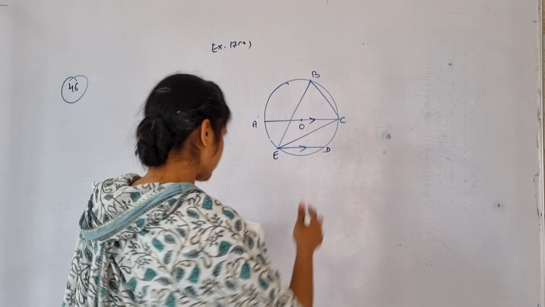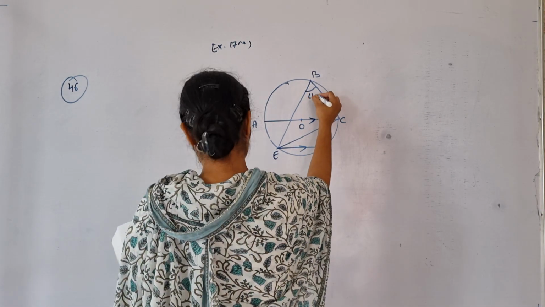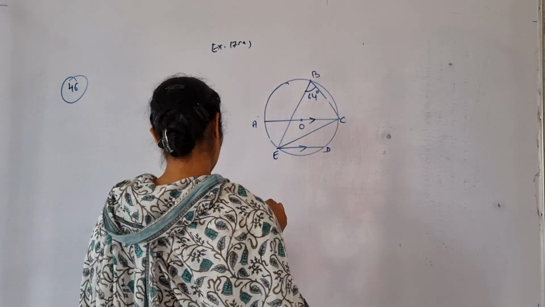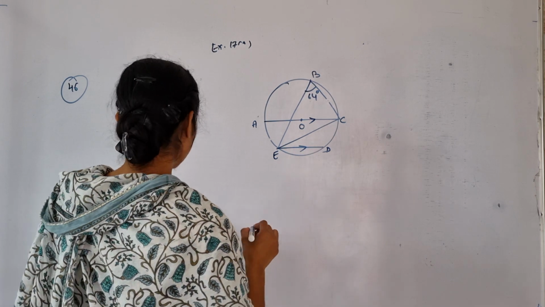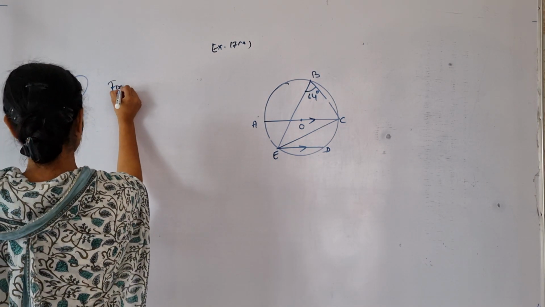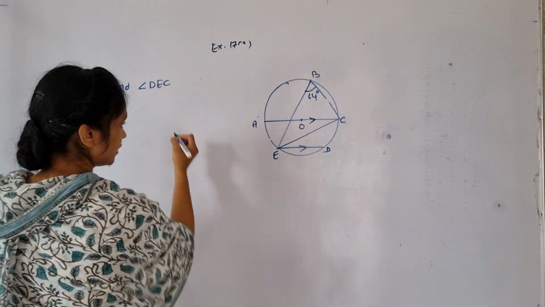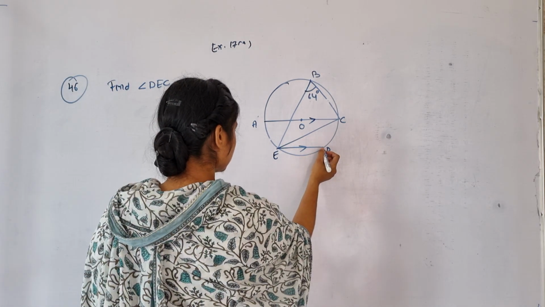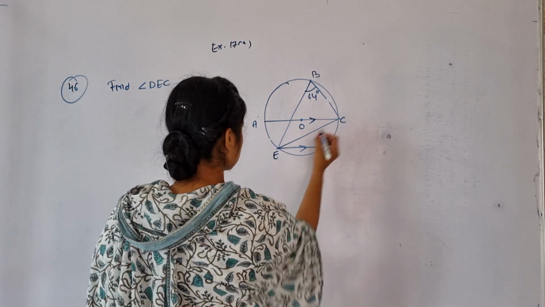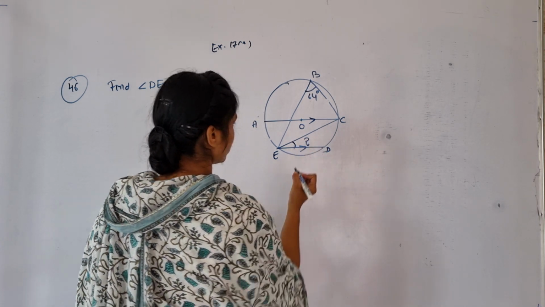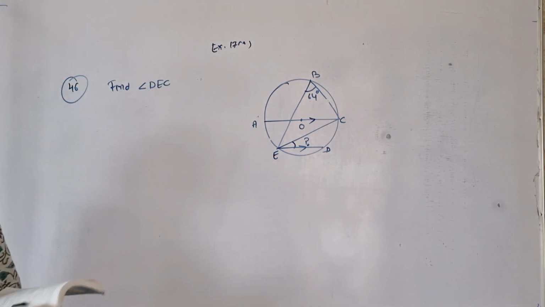So what else is given? This angle is given as 64 degree. Okay, what you need to find? Find angle DEC. This angle you need to find.